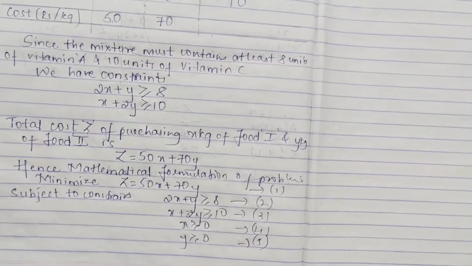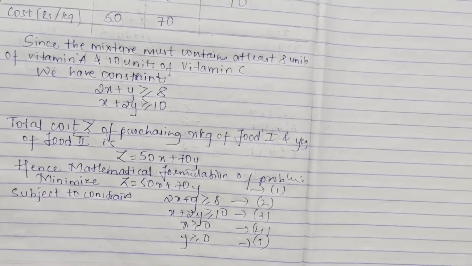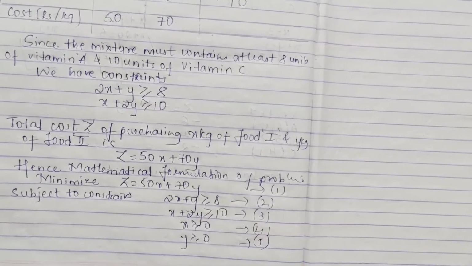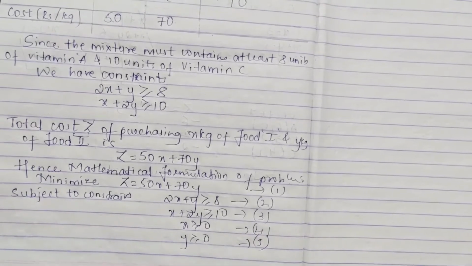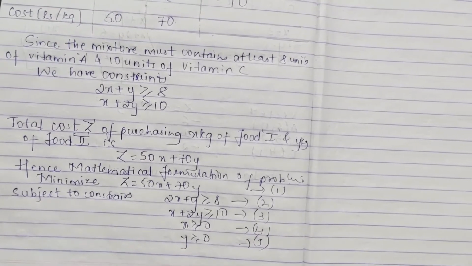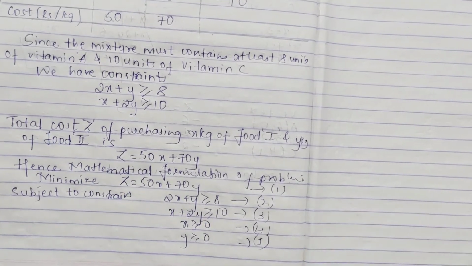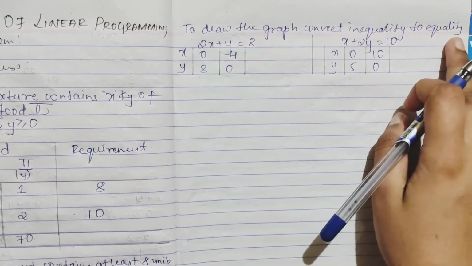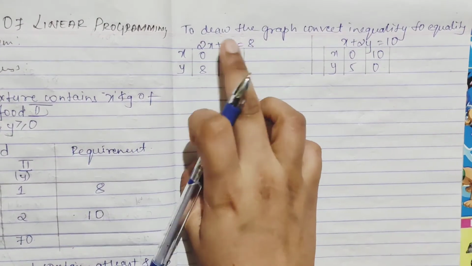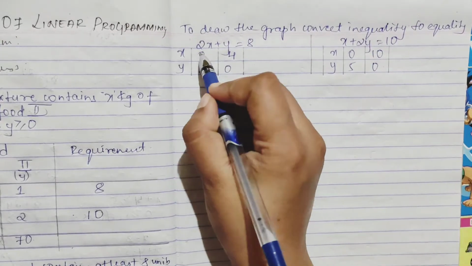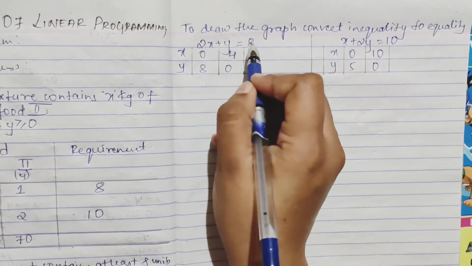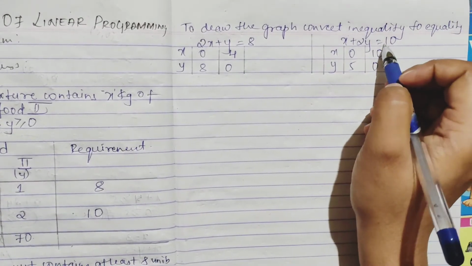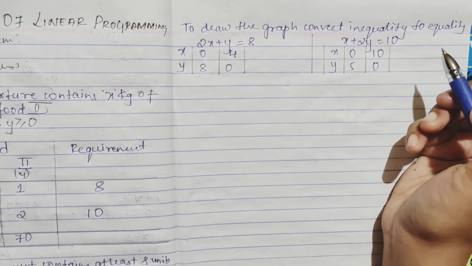Now what you have to do, same procedure, draw graphically. For that, first you have to convert these two inequalities to equalities, find out the points, draw graphically, find out the feasible region, and then see whether it is bounded or unbounded. To draw the graph, convert inequality to equality and put in the points. When x is 0, y is 8; when y is 0, x is 4. When x is 0, y is 5; when y is 0, x will be 10, right?